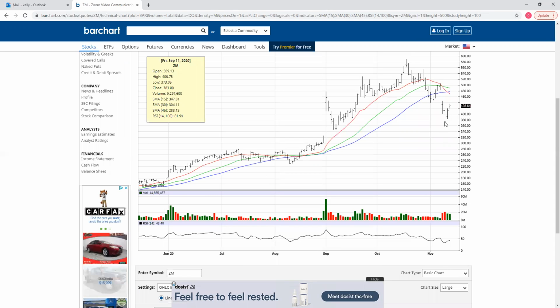So 380, 340 is the support zone. And you got oversold a bit, right? But it is under 50 on the RSI. And so, you know, you got to be a little worried.